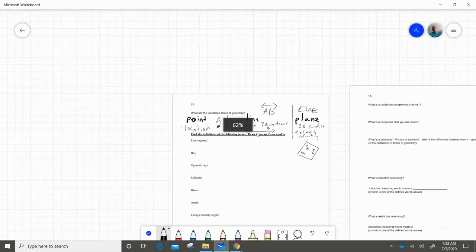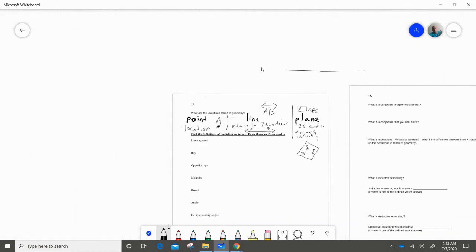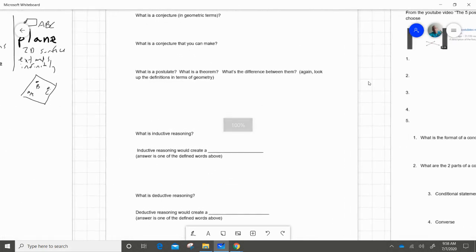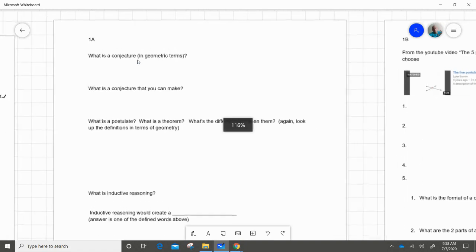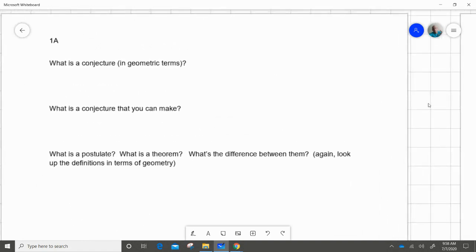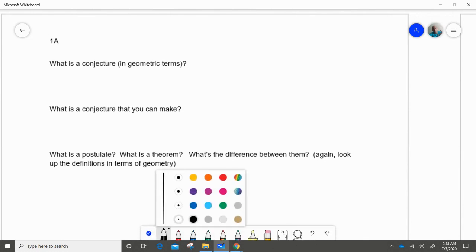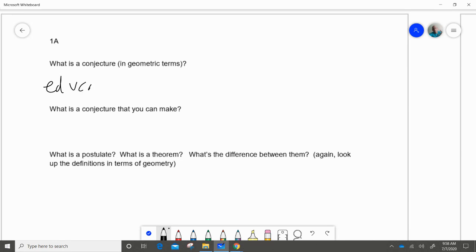Okay, moving on, we're going to go to the second page of 1A. So let's scroll over here. We're going to go over all this stuff right now. A conjecture, in geometric terms, is an educated guess.